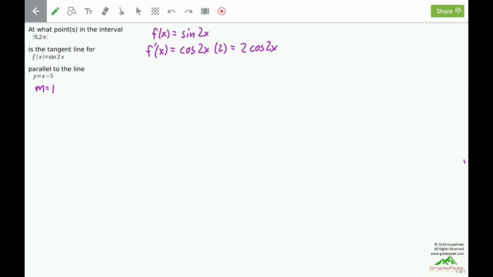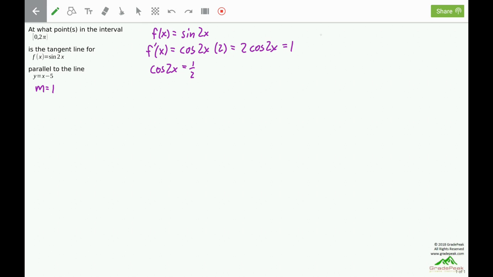We need this to be parallel to the other line and have a matching slope. So we're going to set this one also equal to 1. So I'm going to start by dividing both sides by 2. That will give us the cosine of 2x equals 1/2. So we have to think of all places where cosine is equal to 1/2. However, we're working right now on the phase of 2x because that's what's inside the cosine.